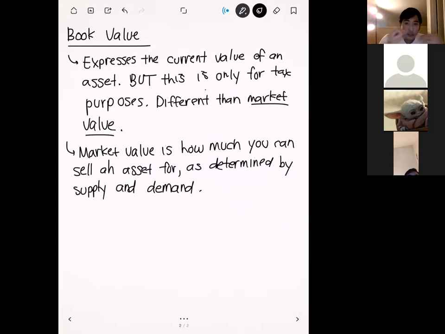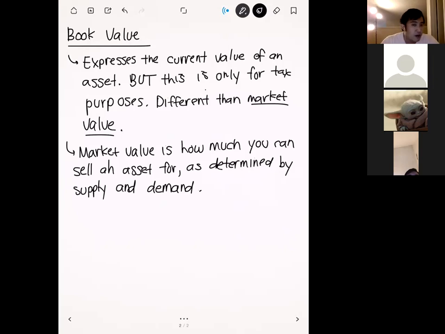All right. And so these two are often not aligned. They're usually not going to be too far from each other, but there could be big differences depending on the state of the market, right? Because think about how we determine book value. For book value, we decide beforehand, at the very beginning of our calculation, how the value of our asset is going to decrease with time, right?